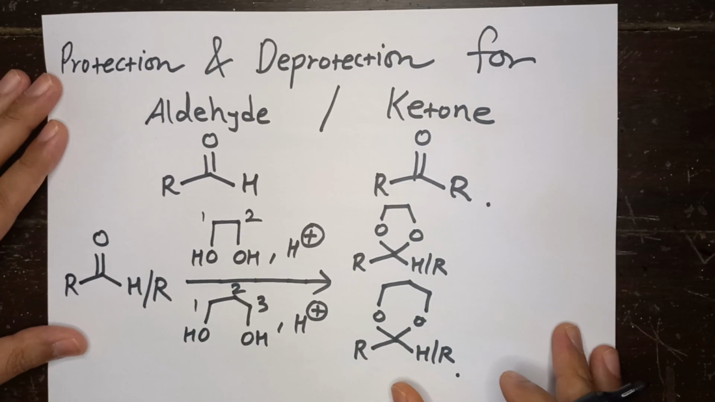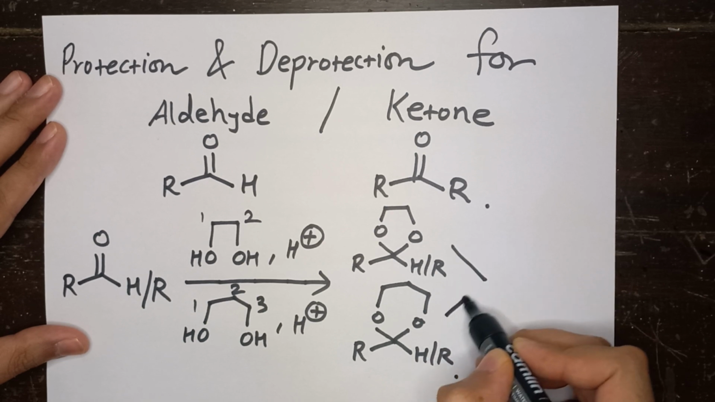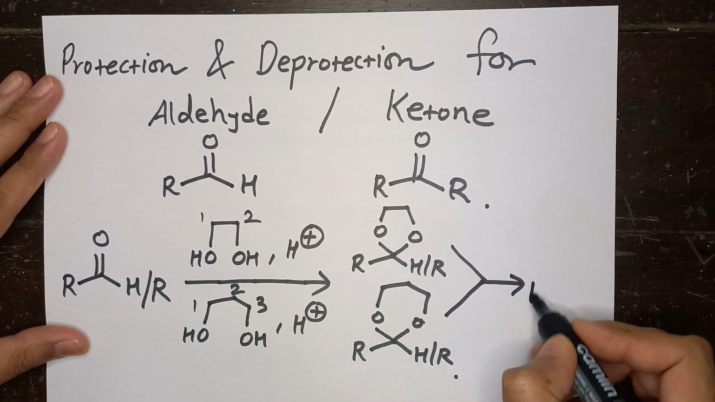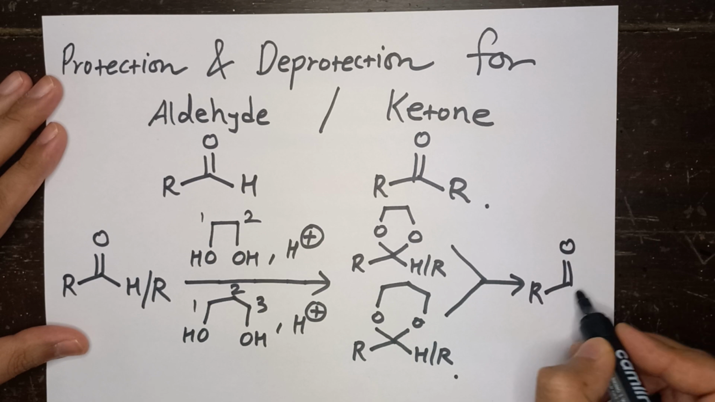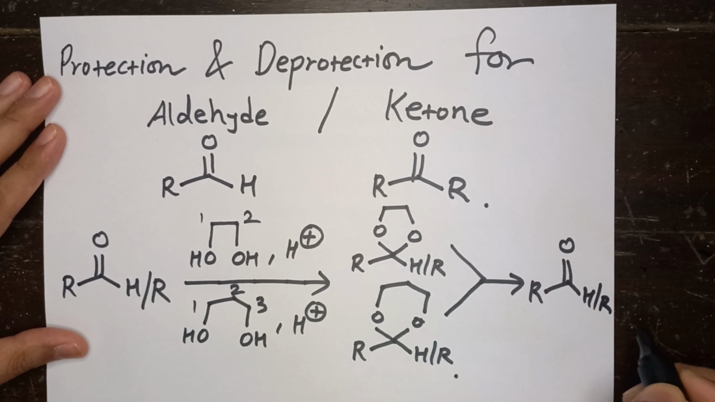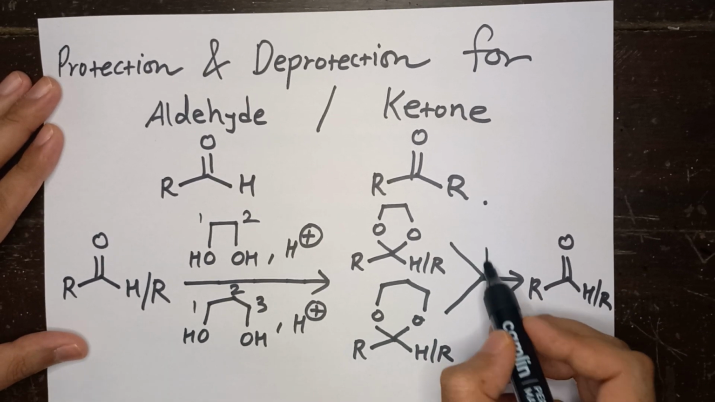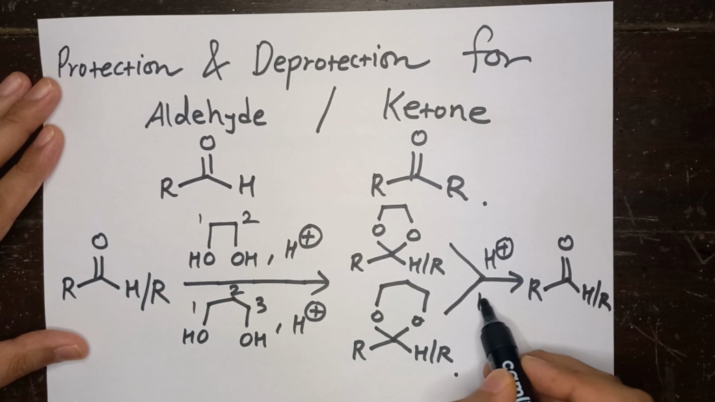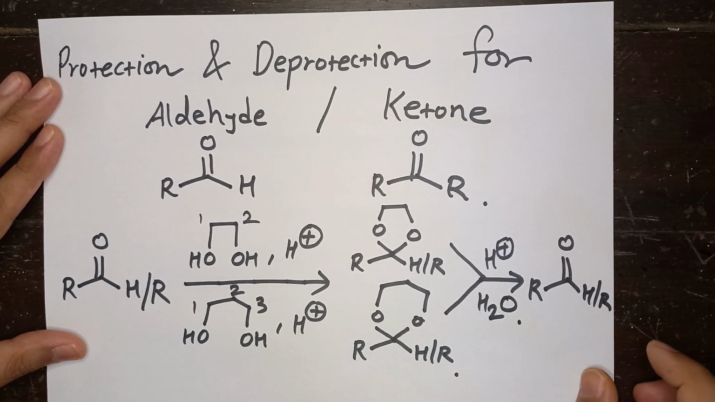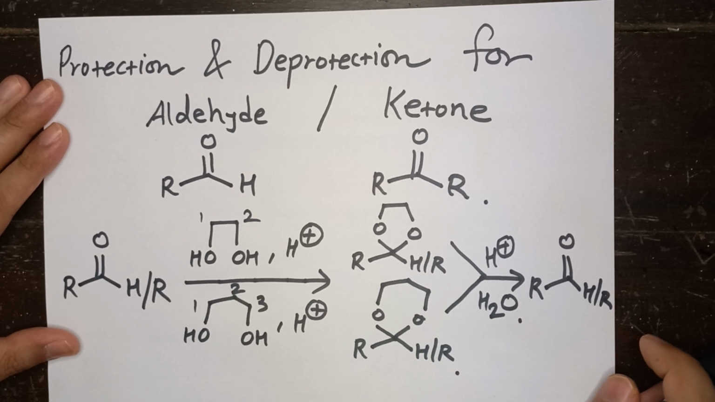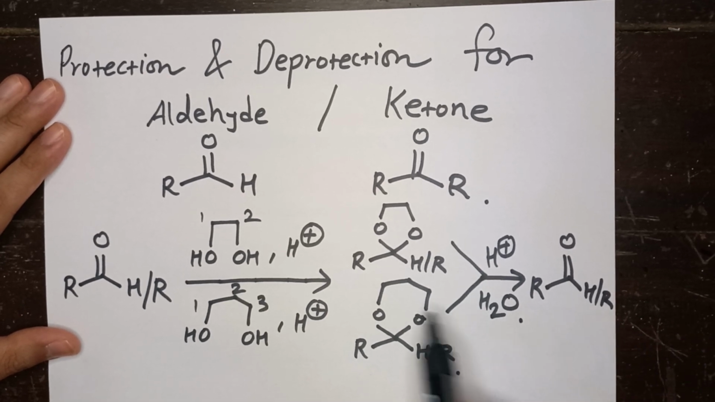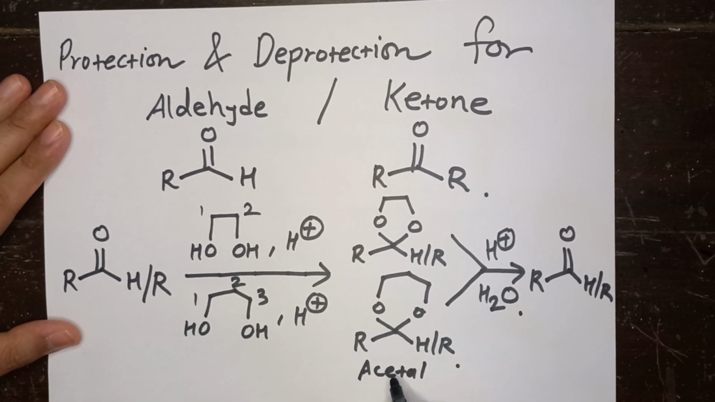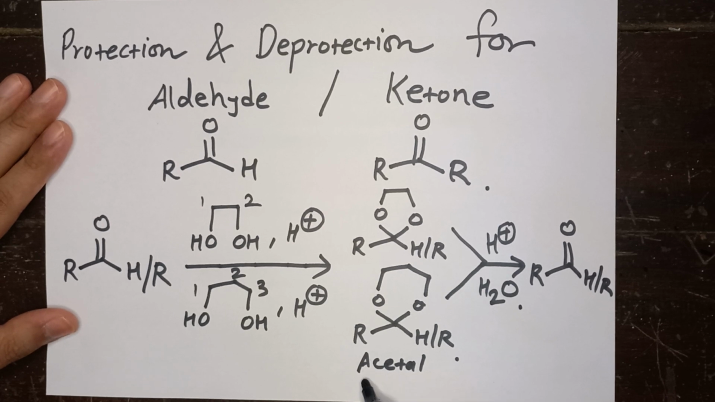And what about deprotection? Suppose I want to get back my aldehyde or ketone. So I have to use a strong acidic media in presence of water. So this is how you can deprotect your aldehyde and ketone from acetal or ketal. So this is an acetal. If you are starting from an aldehyde, it will be named as acetal. If you are starting from a ketone, it will be named as ketal.